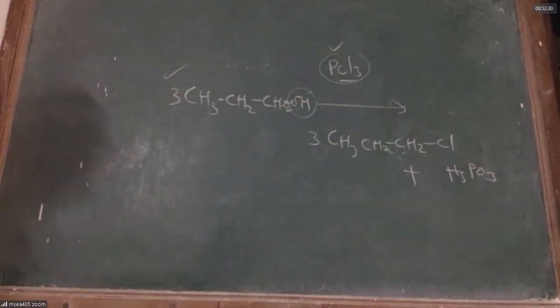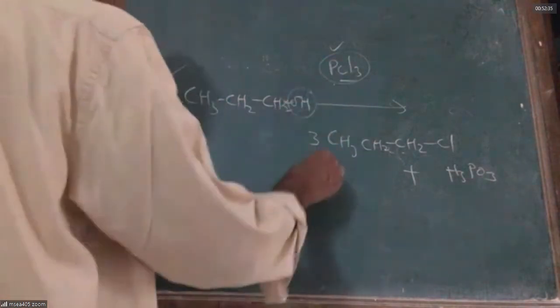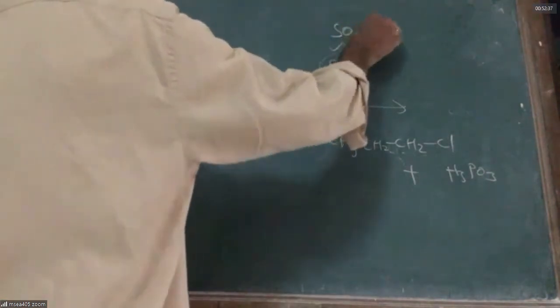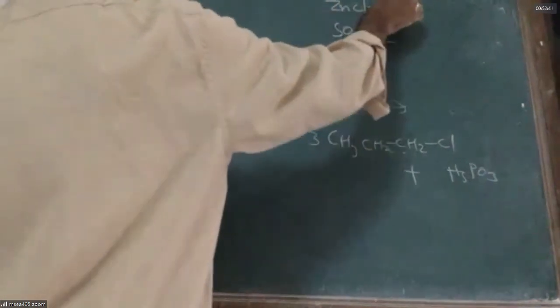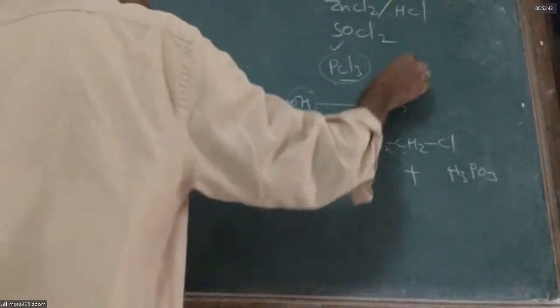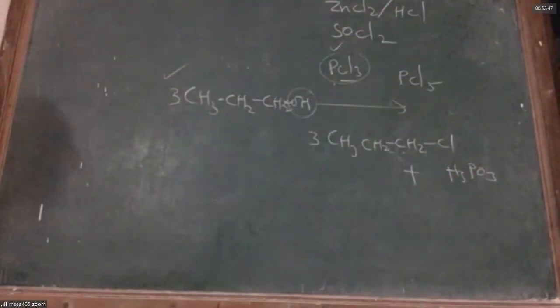Anything that can replace OH with X is called a halogenating agent. PCl3 is a halogenating agent. SOCl2 is another halogenating agent. ZnCl2 with HCl is another halogenating agent. PCl5 is another halogenating agent. There are so many halogenating agents that can replace OH of alcohol with X. Of all halogenating agents, which is best, sir?